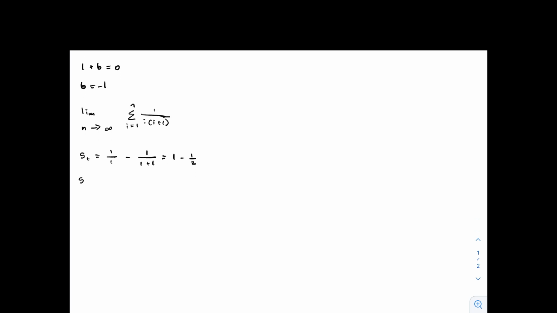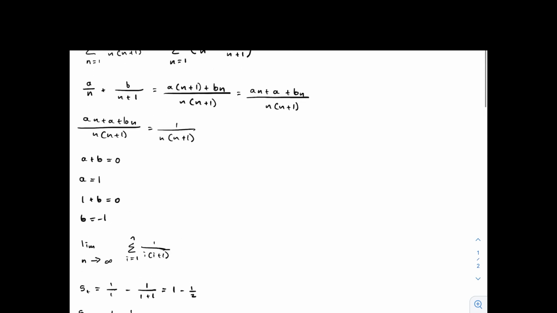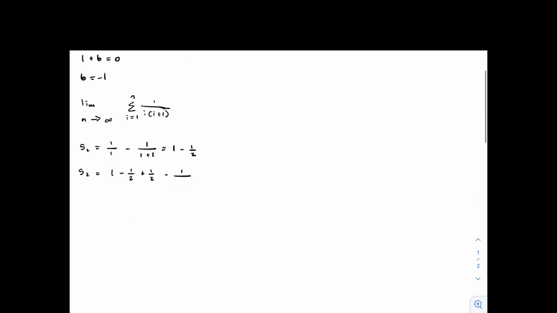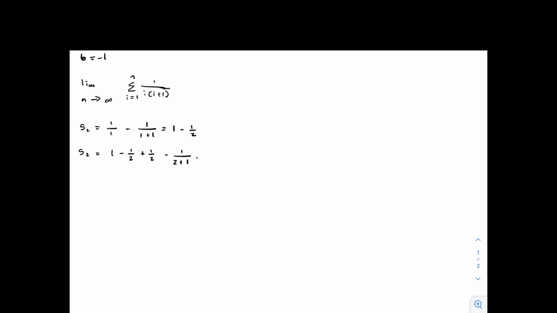Our second partial sum keeps the 1 minus 1 half term from before, but now evaluating this expression up here at n equals 2, we get plus a 1 half minus 1 over 2 plus 1, which is 1 minus 1 half plus 1 half minus 1/3. And the minus 1 half and the plus 1 half will cancel each other out, leaving us with 1 minus 1/3.